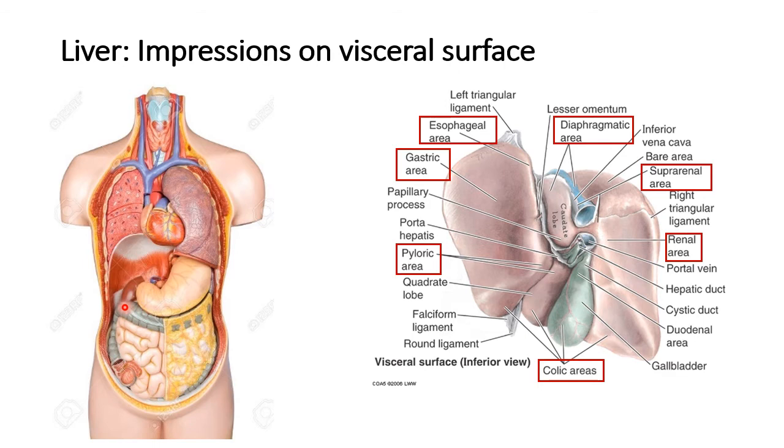Now, if you want to work this out, first have a look at this image and see what structures are posterior to the liver or posterior inferior to the liver, and then have a look at this one and try to trace all of these structures on the visceral surface of the liver.